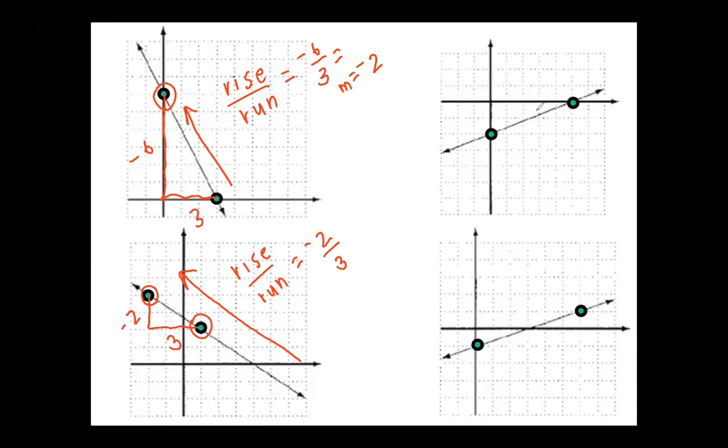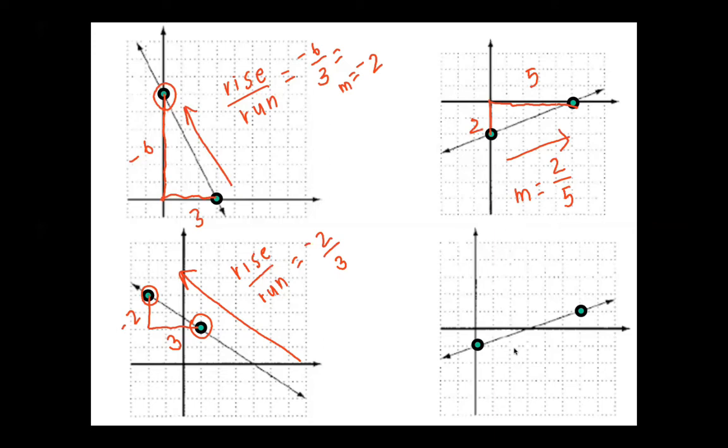Let's go ahead and look at this example. We see that it's pointing upward to the right, so we know that it's positive. Go ahead and start with your leftmost point and count your vertical change, 1, 2. And now that you're level with your other point, you can count your horizontal change, which would be 1, 2, 3, 4, 5 units. So your slope would be m equals rise over run, which is 2/5.